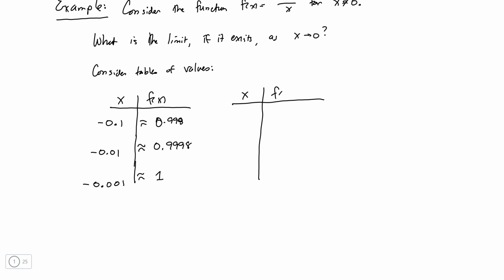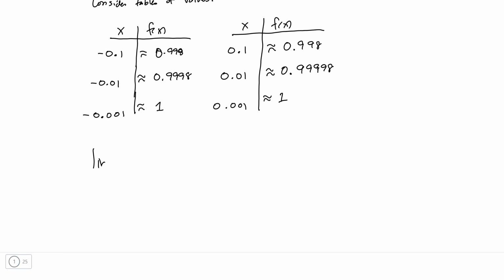So we can also look at values that are a little bit bigger than 0. Same values, just make them positive now. We can see we get the same things for these values. So from this, we might guess that the limit as x goes to 0 of sine x over x should actually be 1.